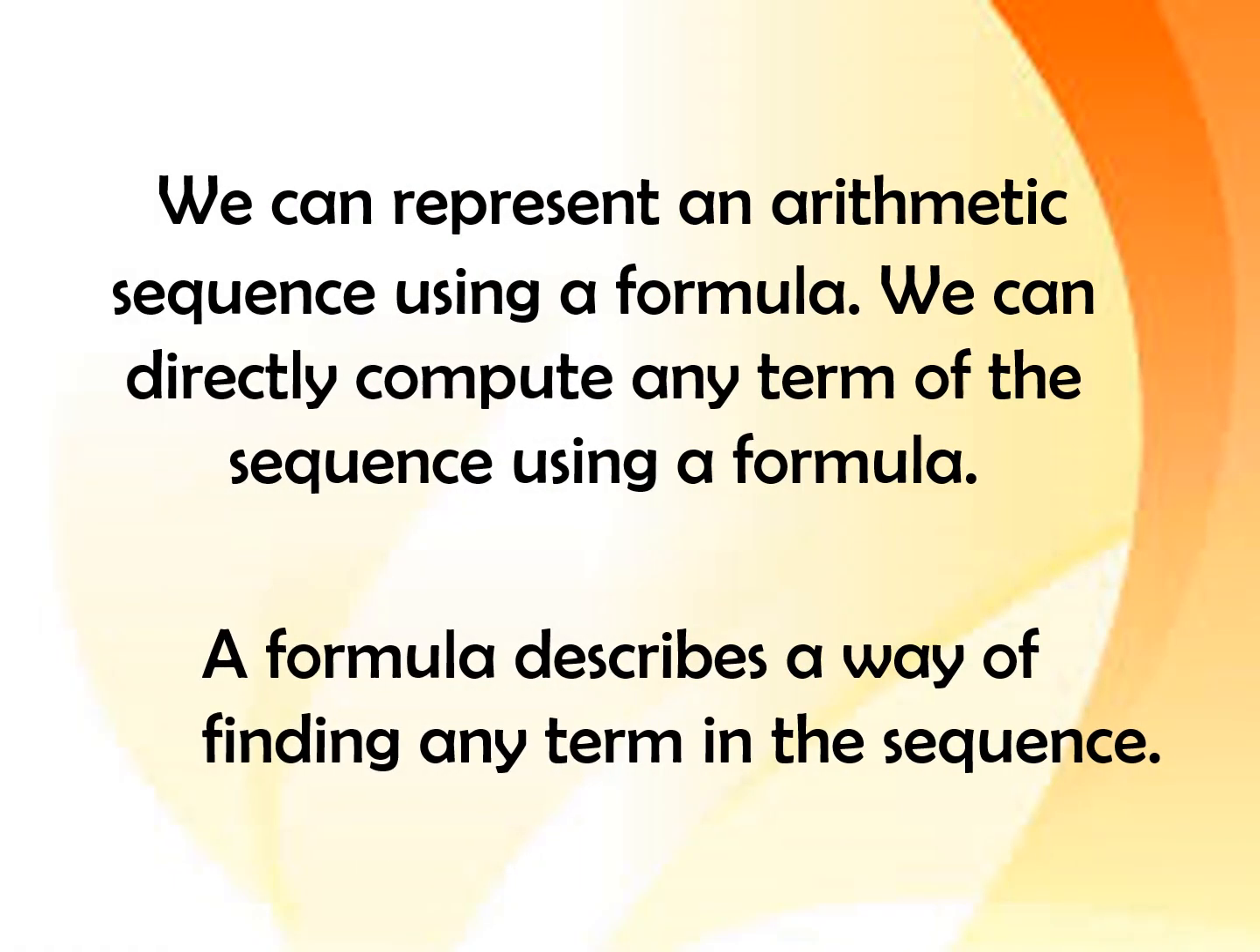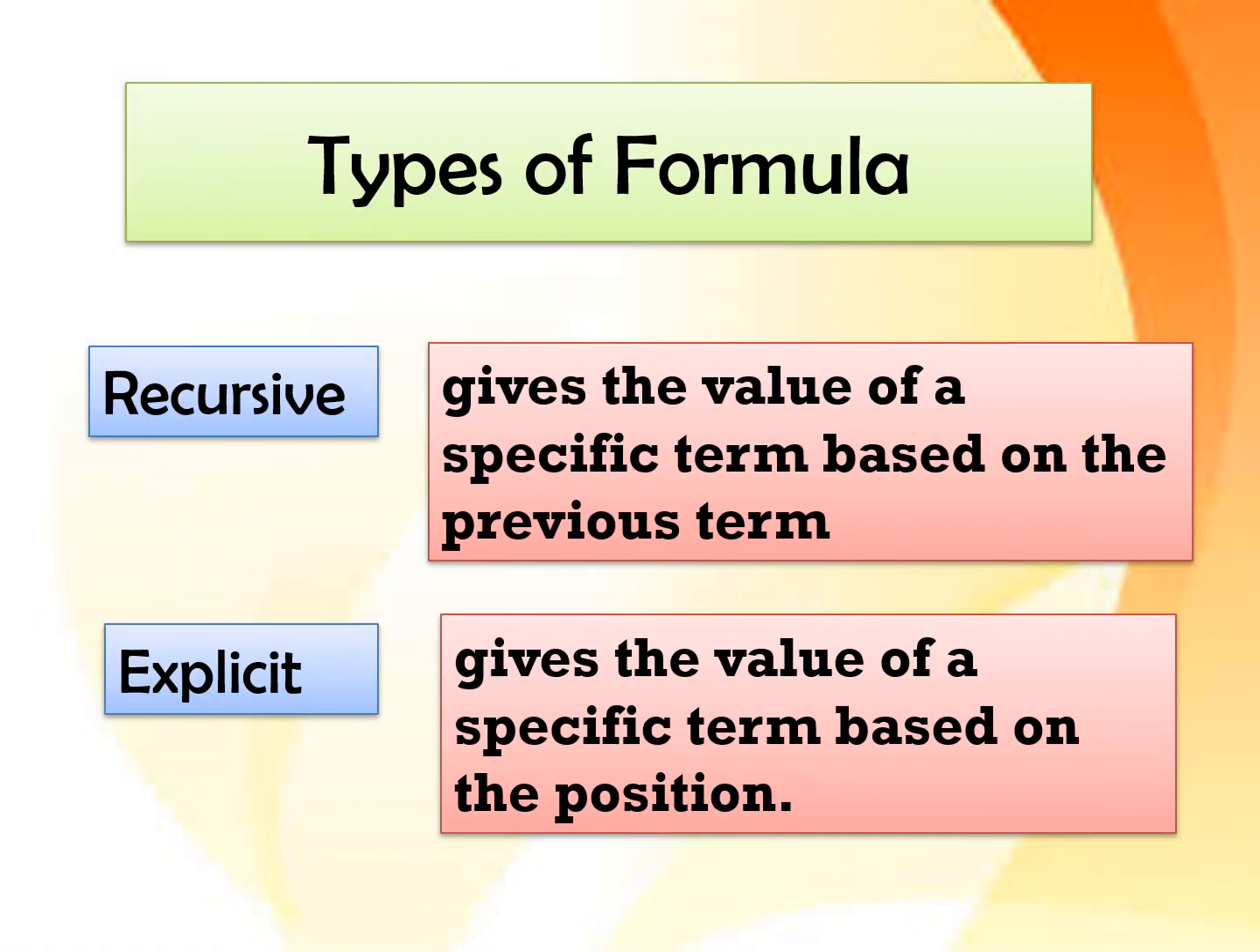We can represent an arithmetic sequence using a formula. We can directly compute any term of the sequence using a formula. A formula describes a way of finding any term in the sequence. There are two types of formula in an arithmetic sequence. We have the recursive formula and the other one is the explicit formula. A recursive formula gives the value of a specific term based on the previous term, while an explicit formula gives the value of a specific term based on the position.